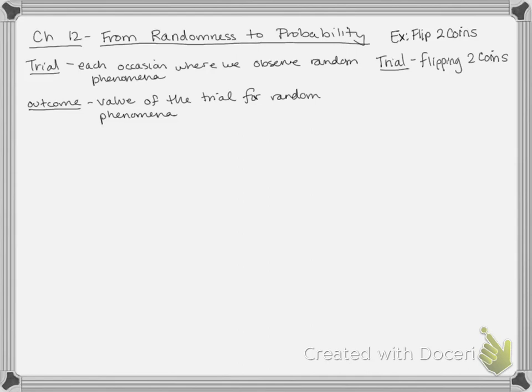So the value of the trial for the random phenomena. So when I say the value, right, I don't know how I stopped recording, so I'm not really sure where I stopped. But I'm on outcome, okay? And when I say value, I mean actually getting heads or tails on each flip, right? So like an H or a T, maybe H or T for representing heads or tails.